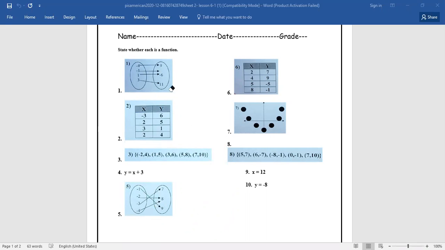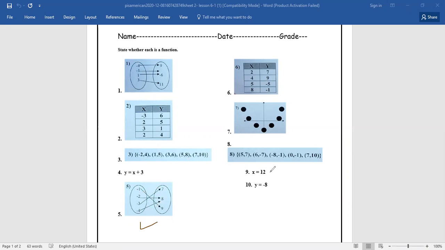Look at question number 5. What is the answer for question number 5? First, check the domain. What do you notice in the domain? -1 and 9, -2 and 8, -3 and 7, -4 and 8. We note that each element on x has only one image. For this reason, this one will be a function.